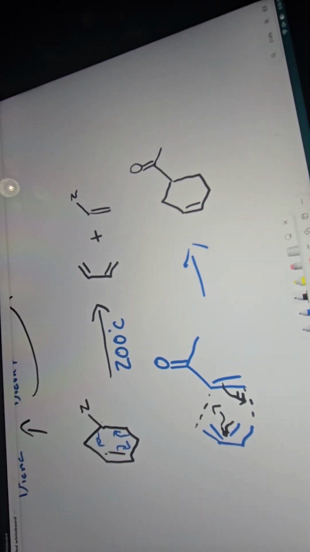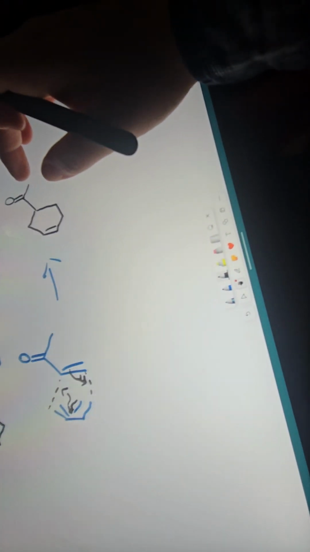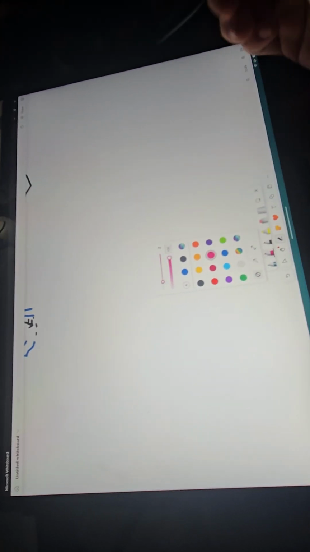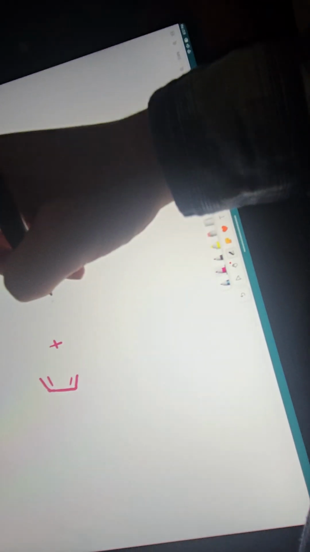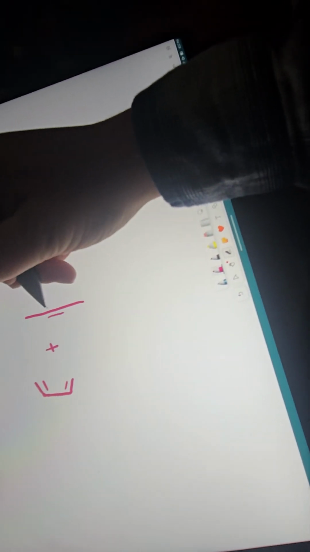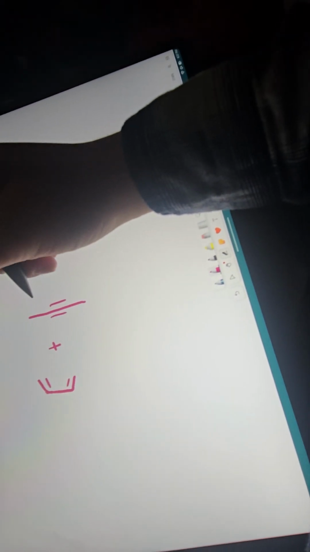Something to keep in mind is that it does not necessarily have to be a double bond that causes a Diels-Alder. For example, let's change colors here just for fun. We can have something like this. There are still these two double bonds, but we can have something like this.